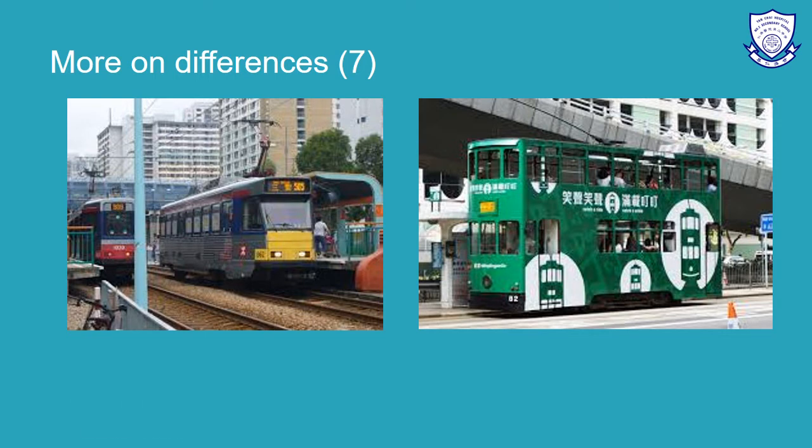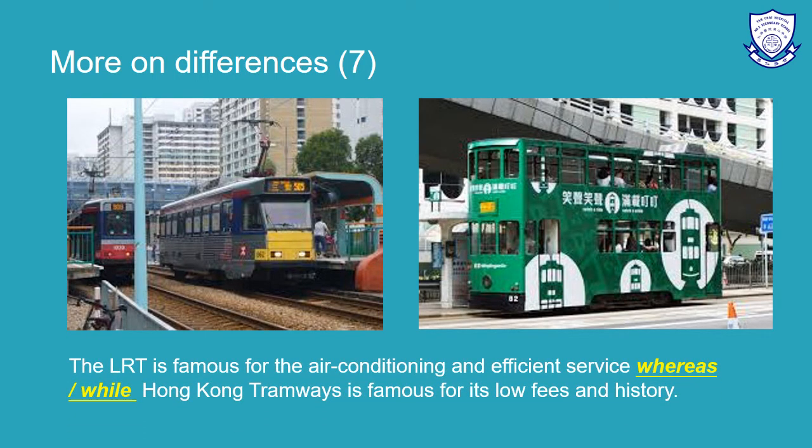Example sentence number 7. The LRT is famous for the air conditioning and efficient service, whereas Hong Kong Tramways is famous for its low fees and history.